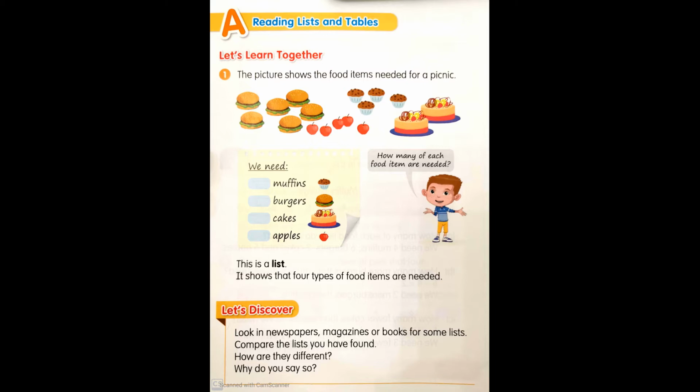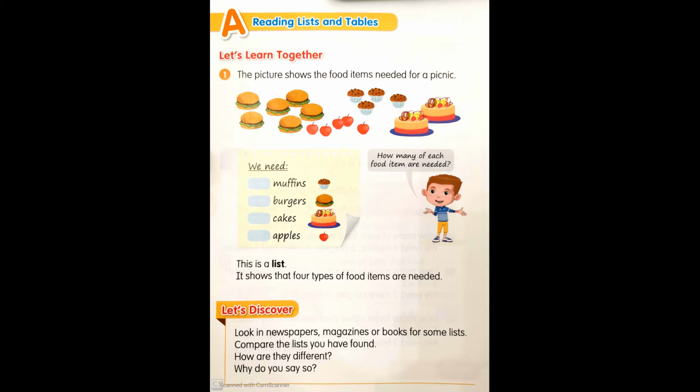Look, we will need how many muffins, how many burgers, how many cakes, and how many strawberries. So it is a list. This is a list. It shows that 4 types of food items are needed. 4 different kinds. Look, one kind is a burger, then strawberries, then muffins, then cake. And his list also has the picture of these things next to each one. When you do a list, you're going to count. So how many muffins?